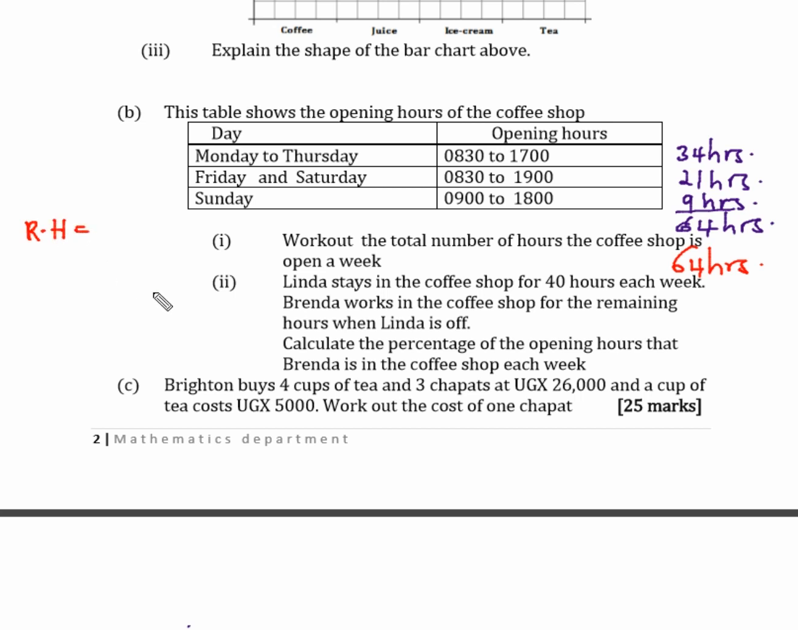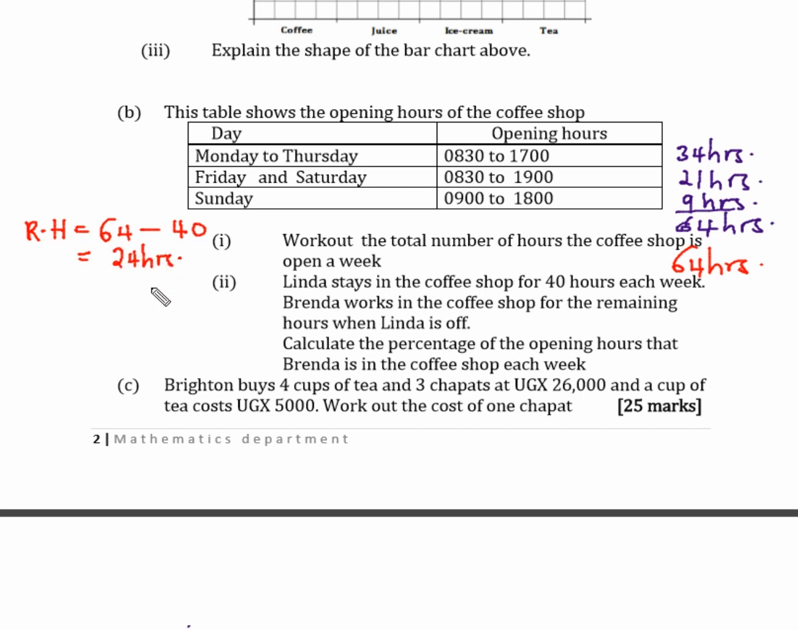Is that okay? But don't forget that the coffee shop is open for 64 hours a week, and they are telling us that Linda stays in the coffee shop for 40 hours. So we shall say that the remaining hours is equal to 64 minus 40. And with this simple mathematics, we shall have 24 what? Hours.